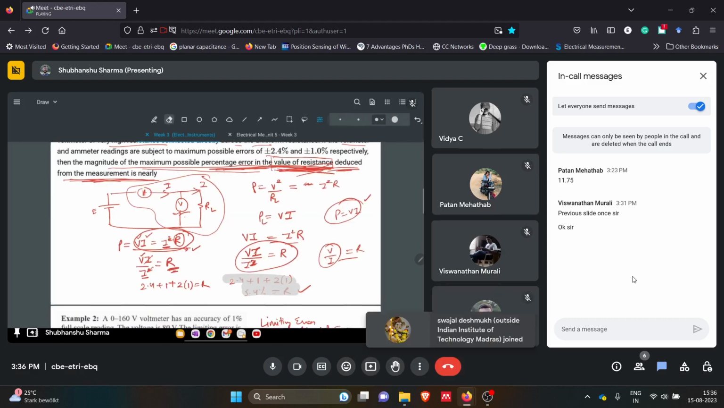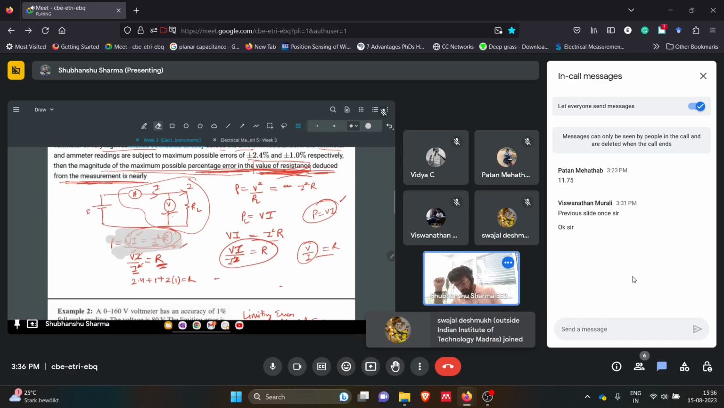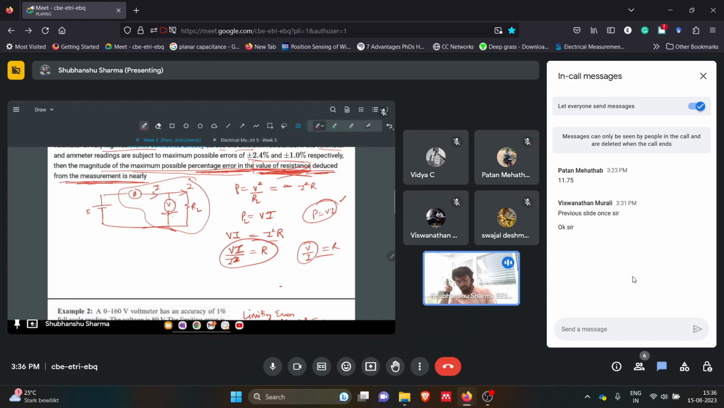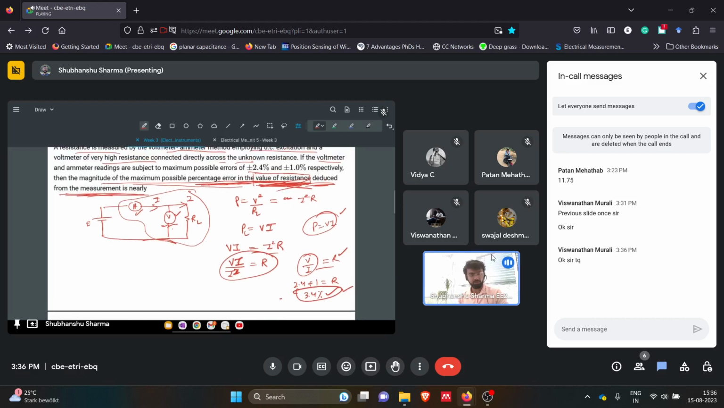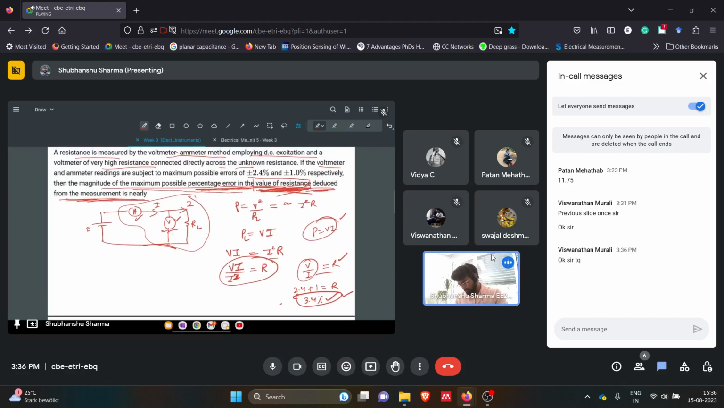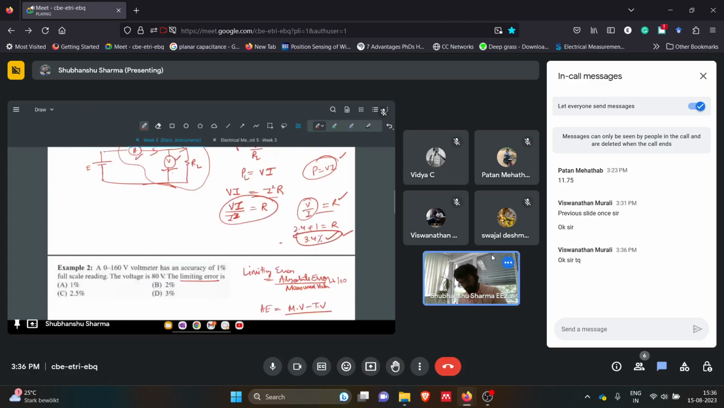I'll just erase this. Yeah, so what is happening actually is we have some voltmeter reading and we have an ammeter reading separately. So if we simply divide that, we will get the R value, and the percentage error in R will be 2.4 plus 1. So it will be 3.4 percentage. Okay, yeah, you were correct. Thank you. Okay, so if this is okay for you, then we'll move towards the next question.